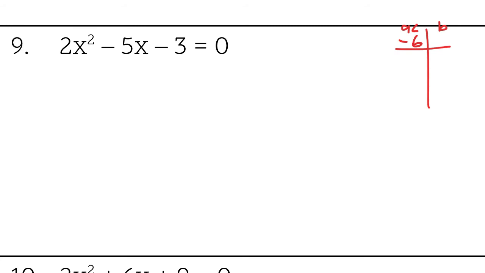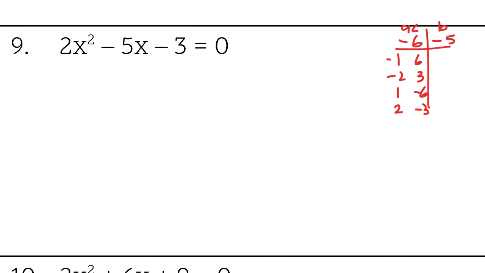So factors of negative 6 include negative 1 times 6, negative 2 times 3, and then positive 1 and negative 6, positive 2 and negative 3. So we have 4 different options, and the way we pick which one we're going to use is by looking at our B, negative 5.